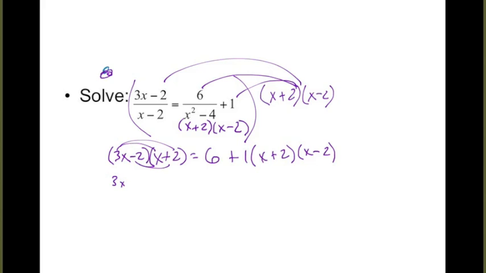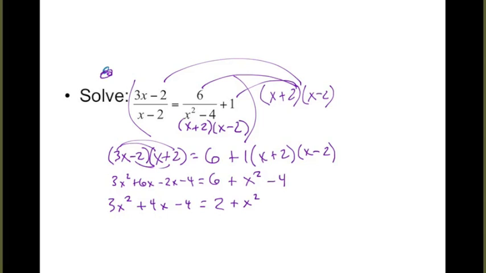So I get 3x squared plus 6x, oops, just x, minus 2x minus 4. And then when we FOIL these out, we're going to get x squared minus 4 again, because that's where they came from. Or if you do the full FOIL, then you'll have a plus 2x minus 2x, and they'll cancel each other out. Combine some like terms, so I get 3x squared plus 4x minus 4 and 2 plus x squared.